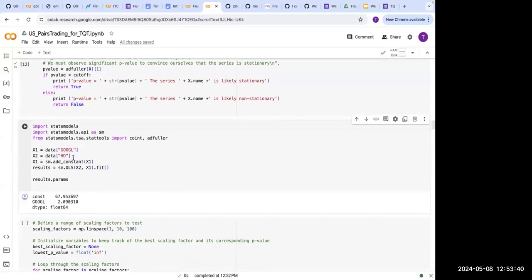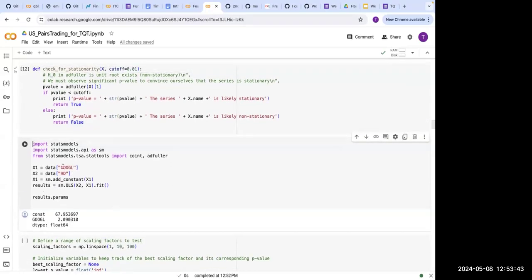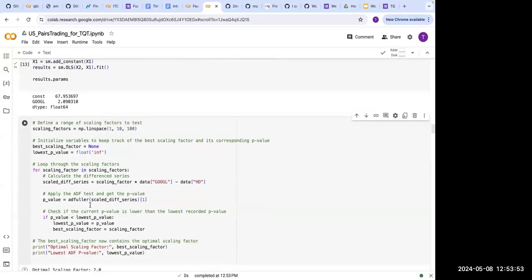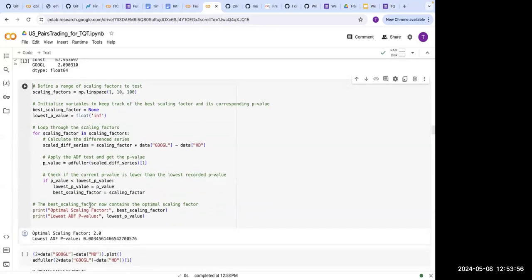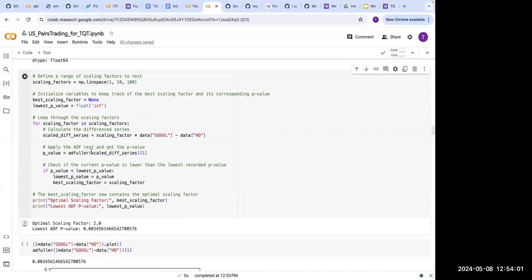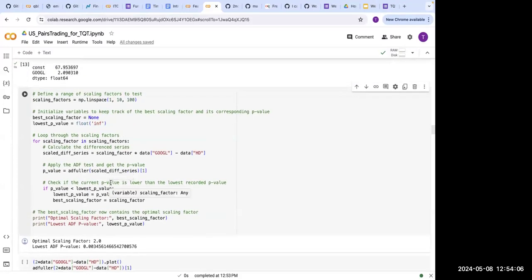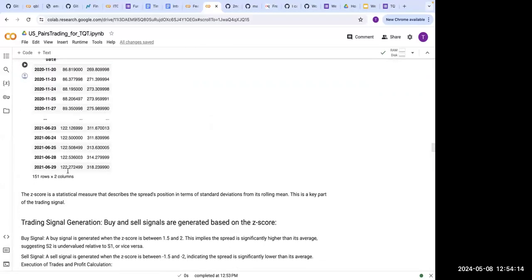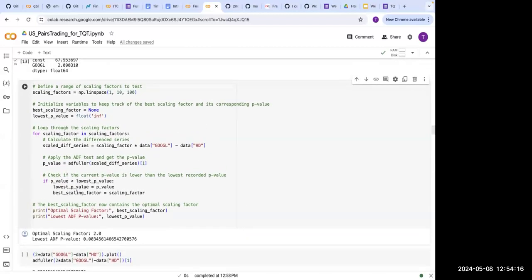So now let's go and use Google and Home Depot that I talked about. They have a very low p-value. So let's see if it actually makes sense to use a trading strategy as described above. So what I'm going to do now is, okay, for this code, I think that was below. Okay. Yeah, okay.